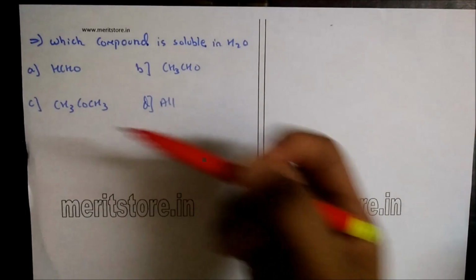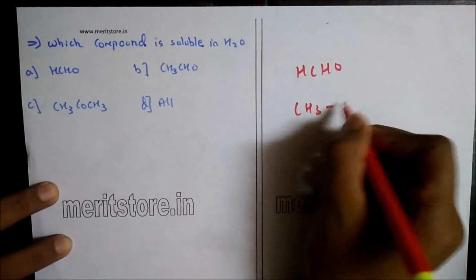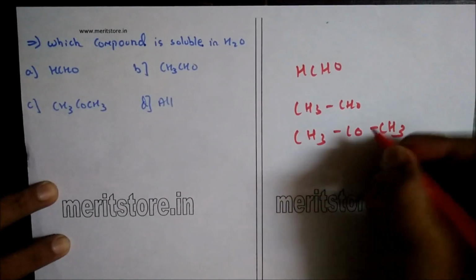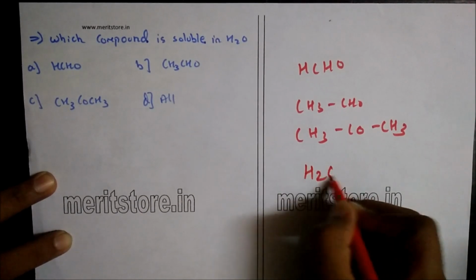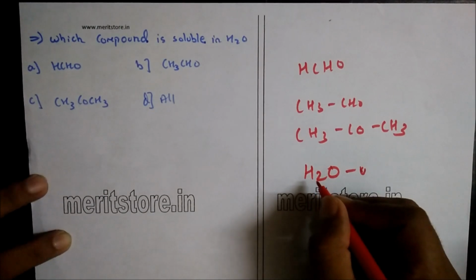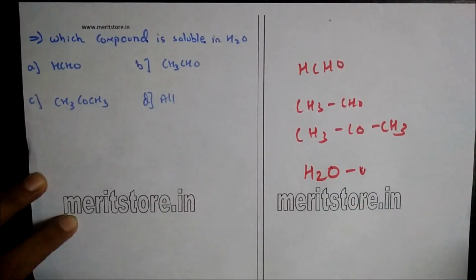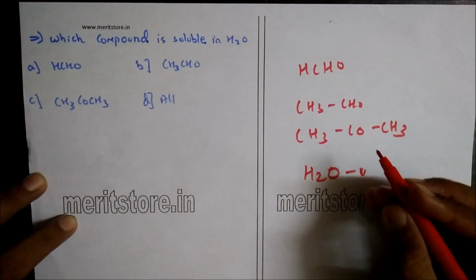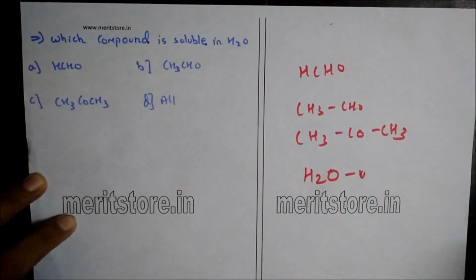Which compound is soluble in H2O? A. HCHO, B. CH3CHO, C. CH3COCH3, or D. all of them. Now H2O, water, has hydrogen bonding. Therefore, all the compounds which can form hydrogen bonding will be soluble in water. Here all the three compounds have hydrogen bonding with water. Therefore, they will be soluble in water. Therefore, the correct answer is option D, all of them.